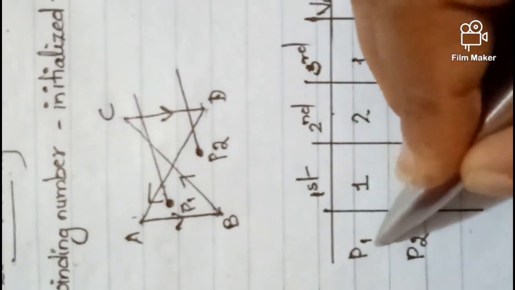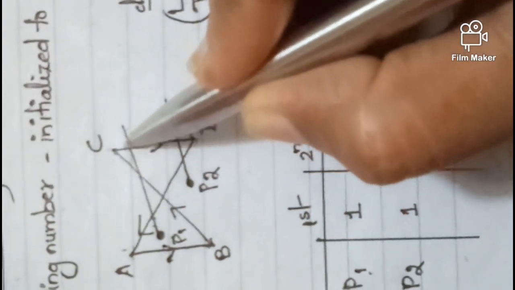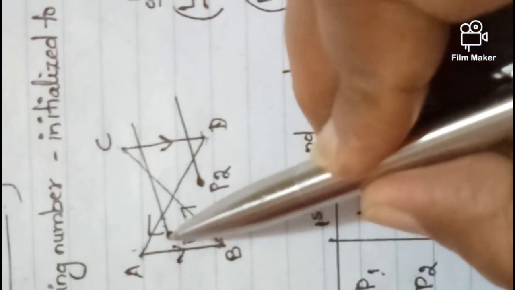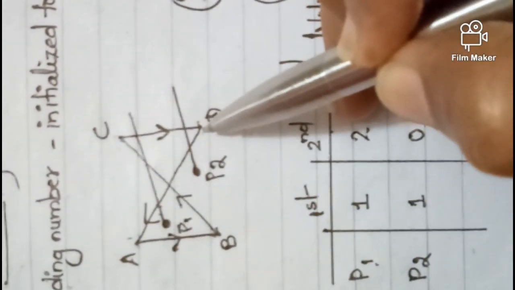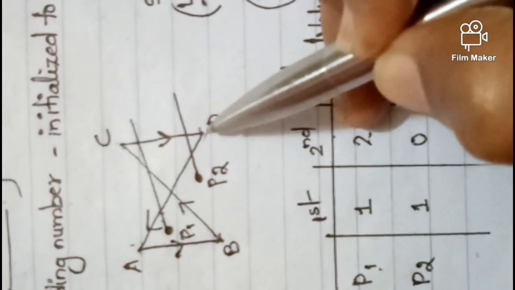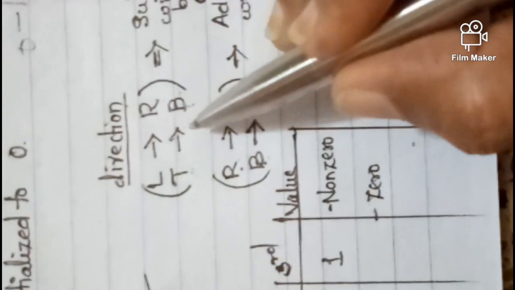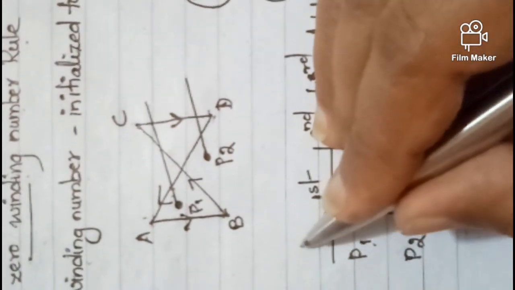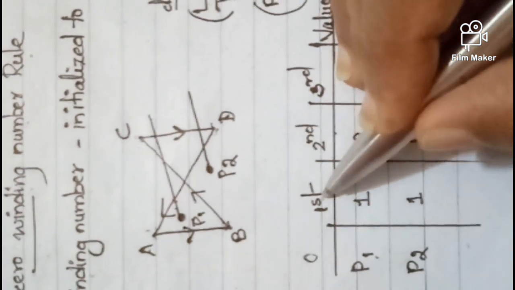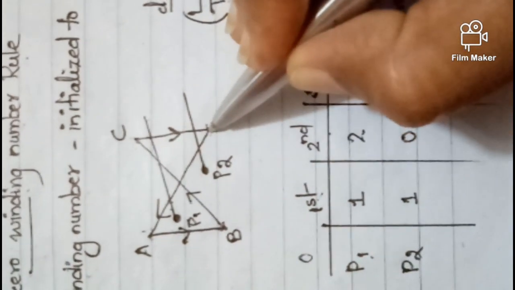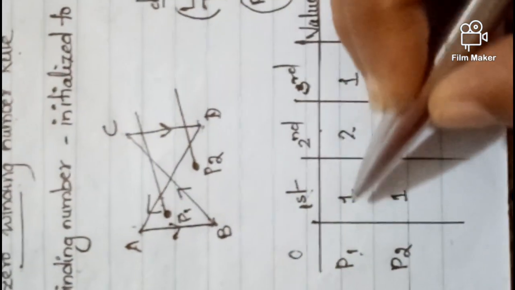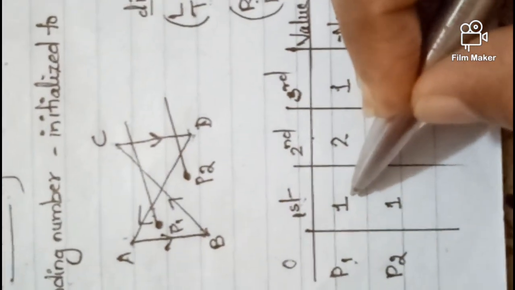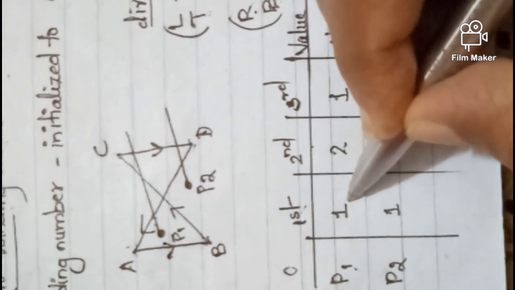So first we will consider the point P1. From P1 I have drawn a straight line, and it intersected the edge AD. AD is an edge whose direction is from bottom to top. As per the rule, if it moves from bottom to top, we have to add 1 to the winding number. Initially, winding number's value was 0. After first intersection, since the direction of the edge is from bottom to top, its value will be incremented by 1. So the value of winding number is now 1.